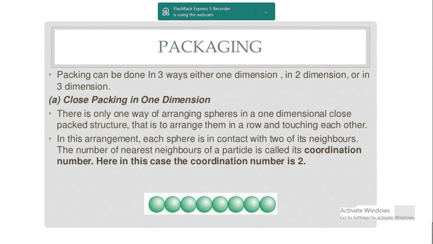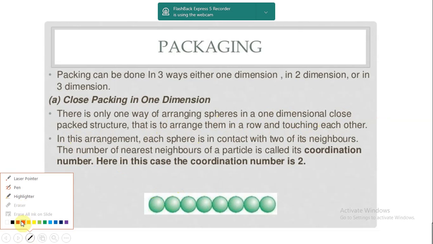So packing can be done in 3 ways: in 1 dimension, in 2 dimensions, or in 3 dimensions. We just saw close packing in 1 dimension. Why is it called close packing? Because we are studying solid state and the atoms are closely packed, so it is close packing. And in 1 dimension there is only one way of arranging spheres in a closed pack structure, that is to arrange them in a row touching each other like this, isn't it? It is clear.